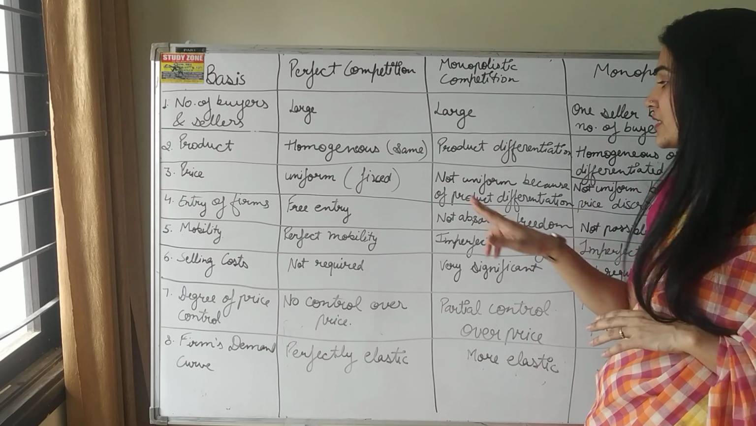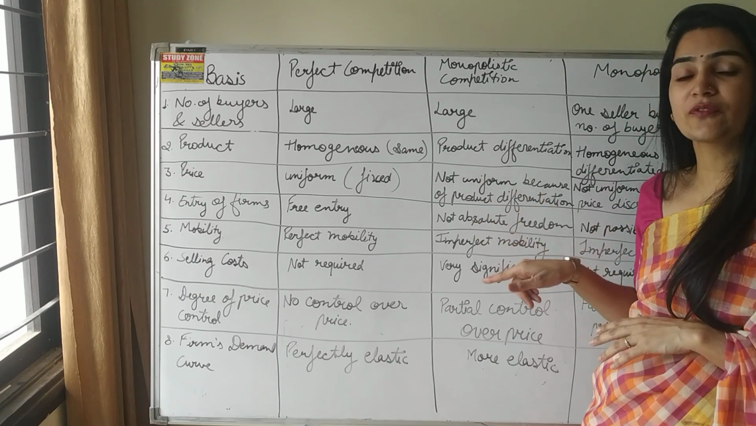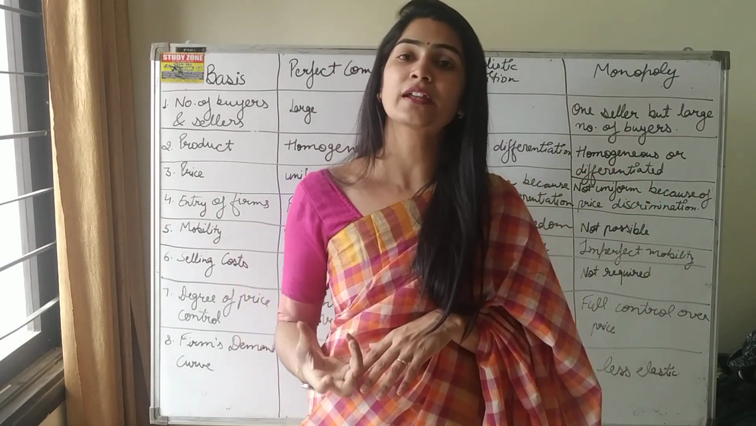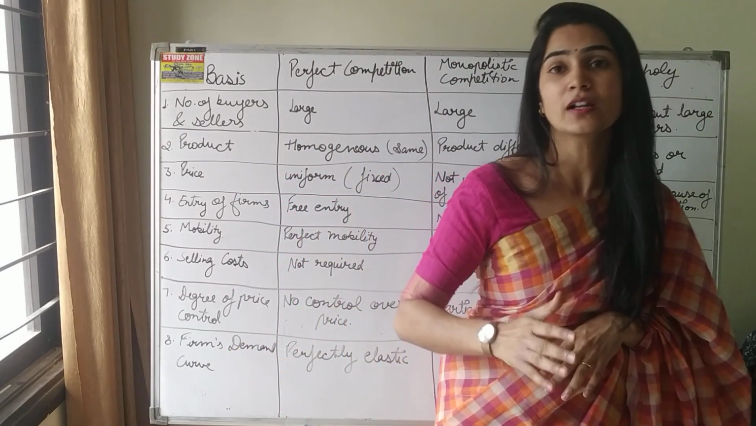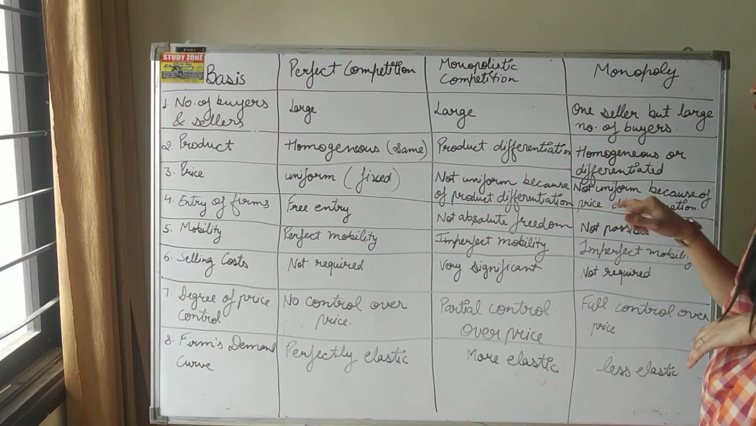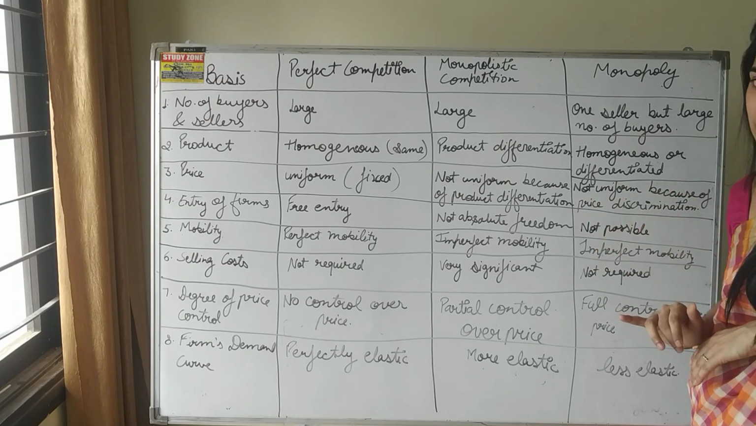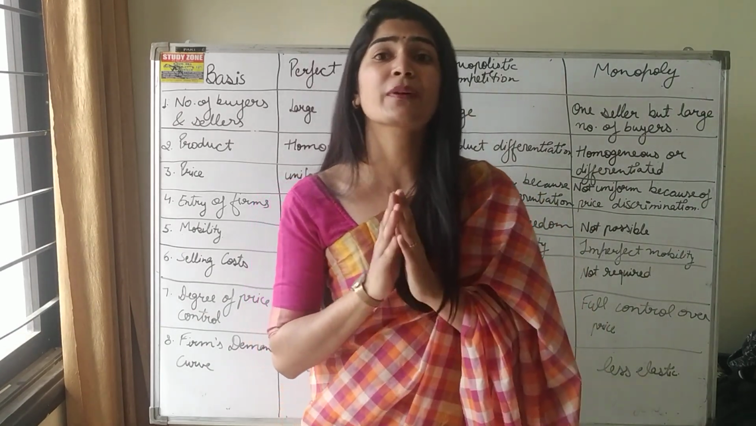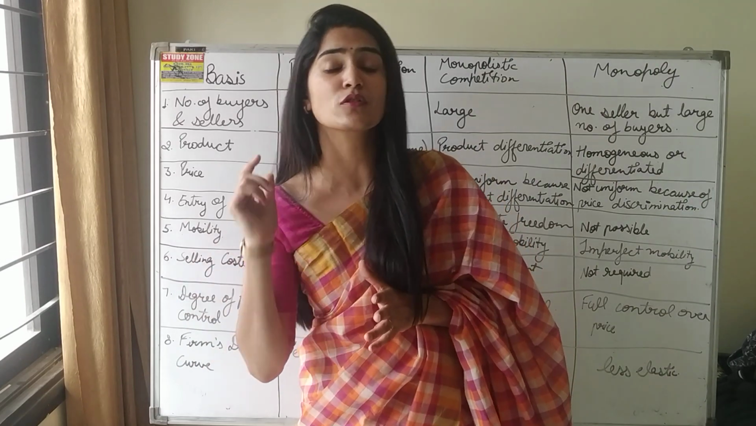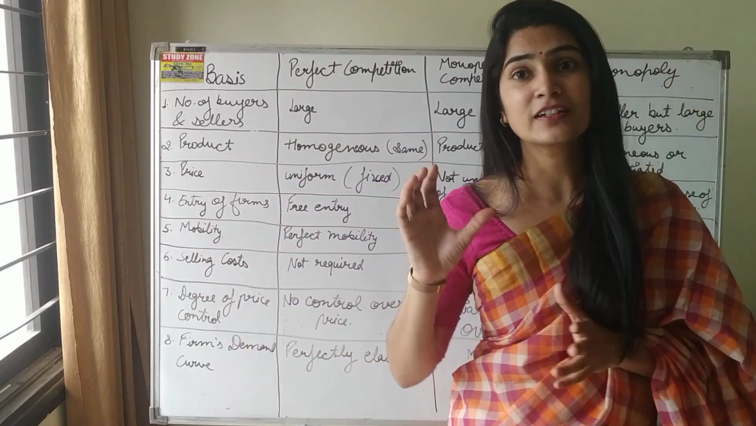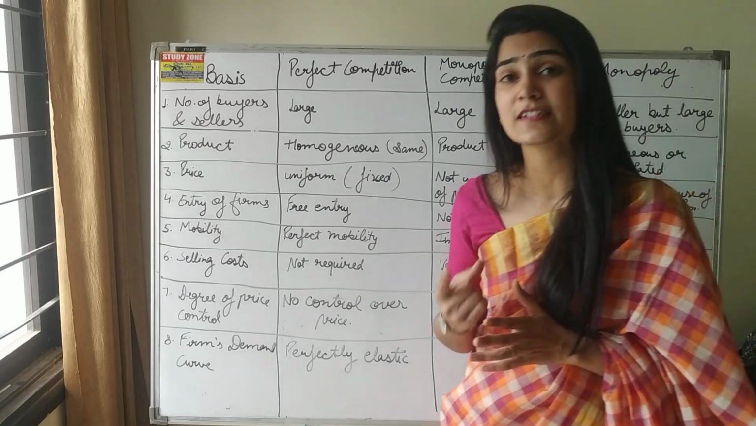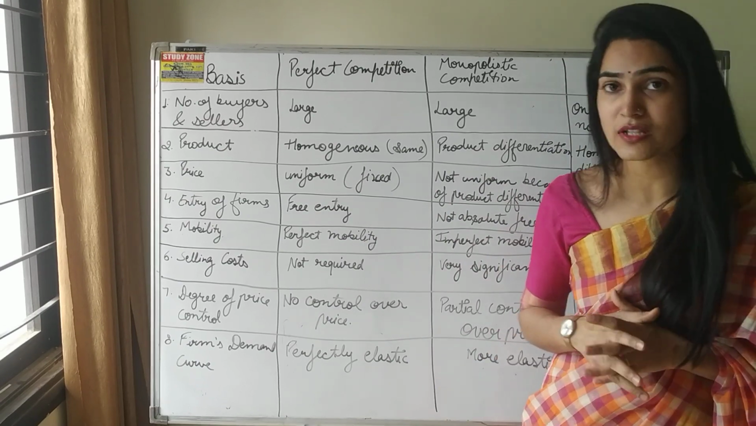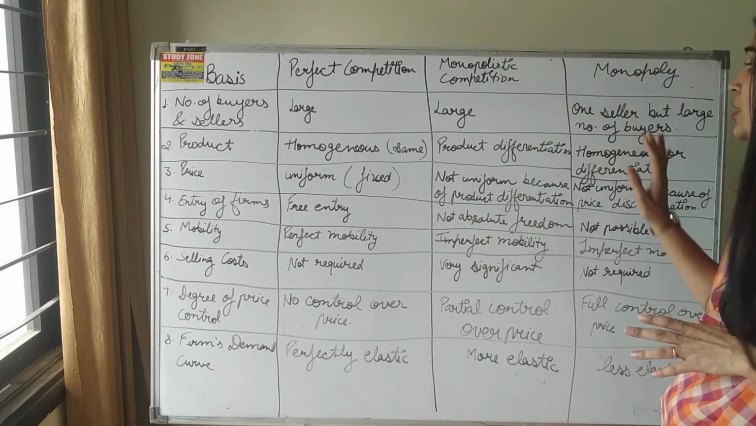In monopolistic competition, the price is not uniform because of product differentiation. Every product has its own unique feature, every product maintains its own USP, so prices are different from one seller to another. And in monopoly, not uniform because of price discrimination. In monopoly also the price is not uniform, because there is price discrimination. As we have discussed this topic also, price discrimination means charging different prices from different buyers for the same product. When we charge different prices for the same product from different customers, that is known as price discrimination, and it happens in monopoly.